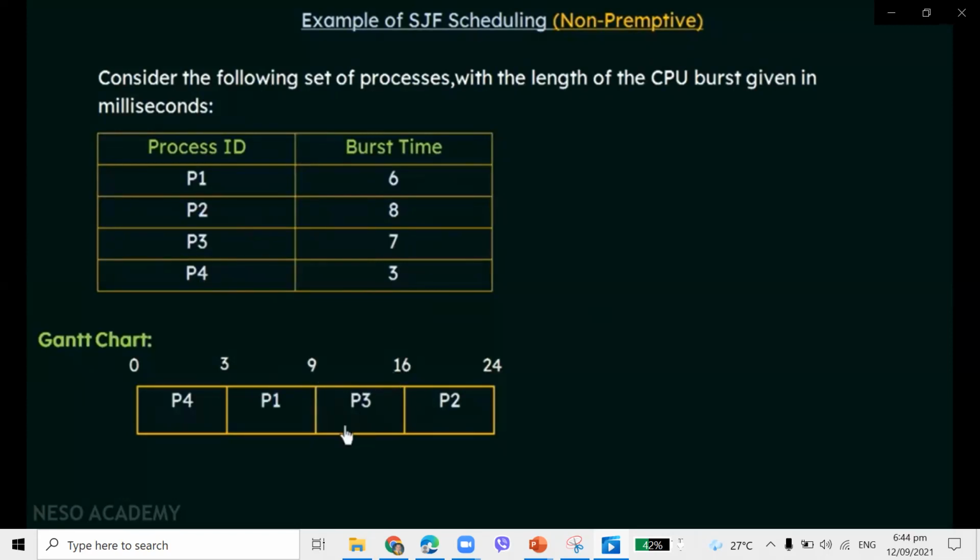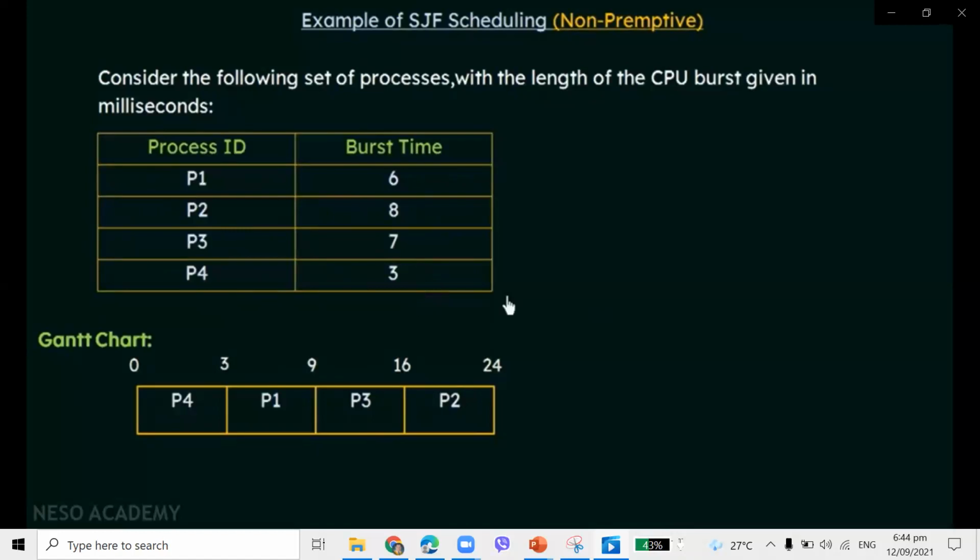So up to the 16th millisecond, P3 executes, and finally we have P2, which is of 8 milliseconds. So at the 16th millisecond, P2 gets the CPU and it completes its execution at the 24th millisecond, because 16 plus 8 is 24. So this is how the Gantt chart looks like for this SJF scheduling algorithm for this set of 4 processes with this set of burst times.